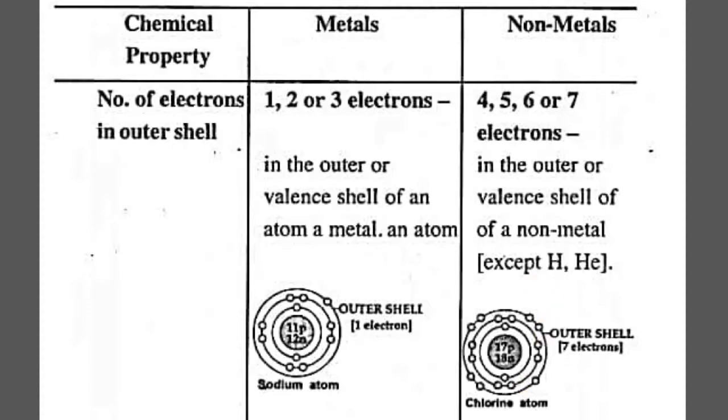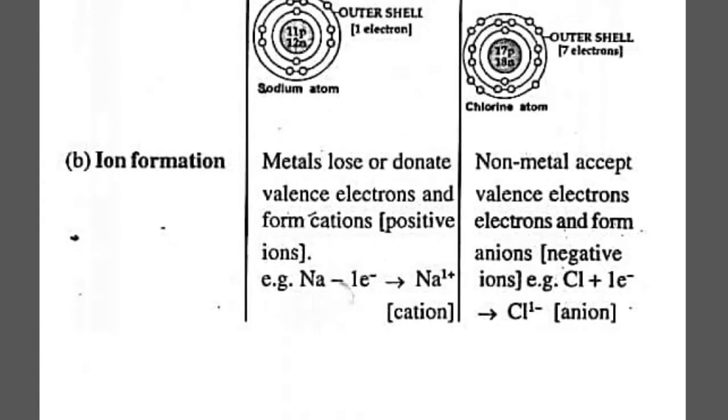The example here is of chlorine, in which there are 17 electrons, and therefore the arrangement of the electrons is 2, 8 and 7, which means there are 7 electrons in its outermost shell, which is one of the characteristic features of non-metals.